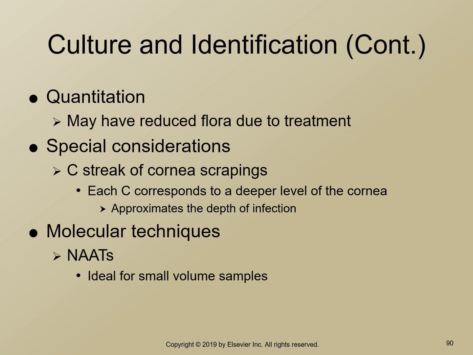Quantitation of growth is important when assessing ocular infections. Samples from patients receiving antibiotic treatment may have reduced growth, which should be taken into consideration when evaluating the culture. Special considerations are involved in corneal and intraocular fluid cultures. So traditionally, corneal scrapings were inoculated in a C-streak fashion. Each row of C-streaks represents a separate scraping of the corneal ulcer.